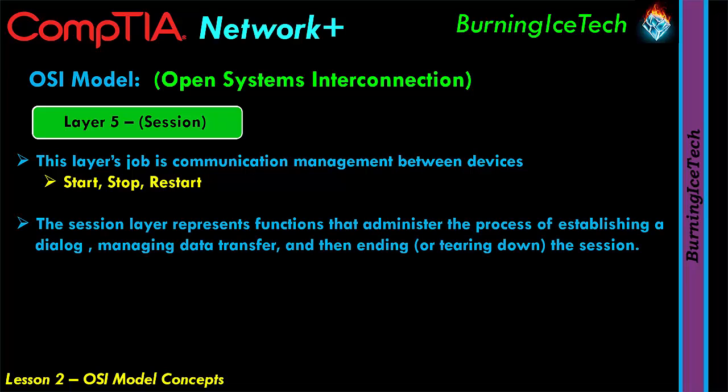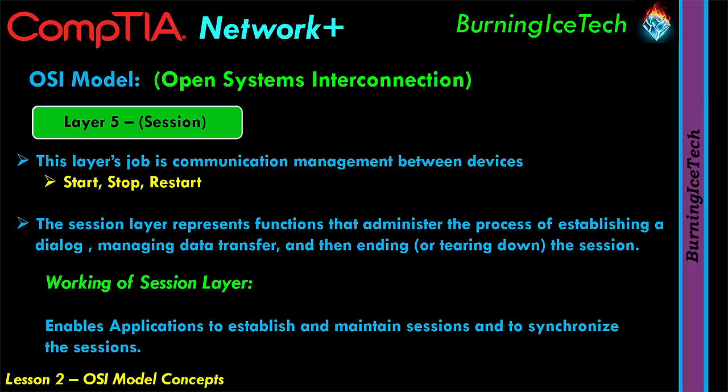The session layer represents functions that administer the process of establishing a dialogue, managing data transfer, and then ending, or should I say tearing down, the session. So in short, folks, the session layer allows users on different machines to establish active communication sessions between them. It is responsible for things like establishing, maintaining, synchronizing, and of course terminating sessions between end user applications. This layer basically establishes a connection between the session entities, if you want to call it that. Now, looking at the workings of the session layer, it uses the services provided by the transport layer, enables applications to establish and maintain sessions, and to synchronize the sessions.